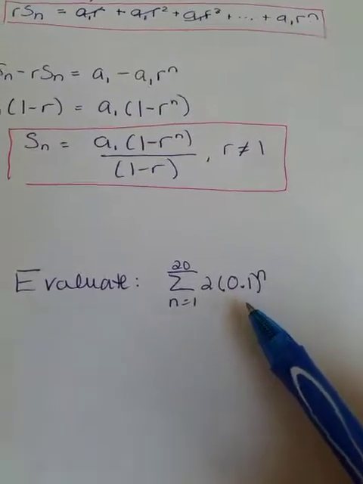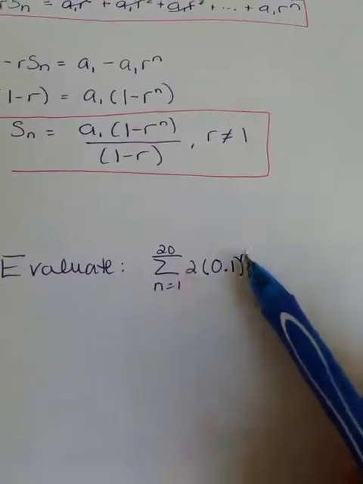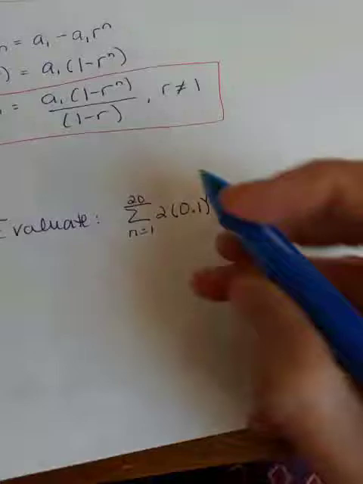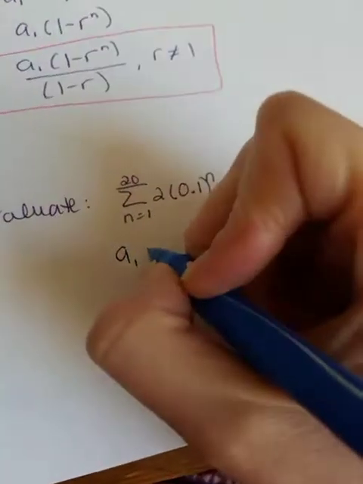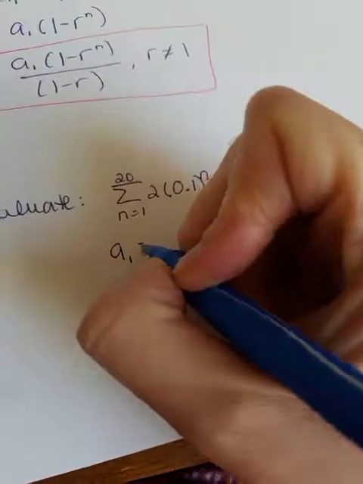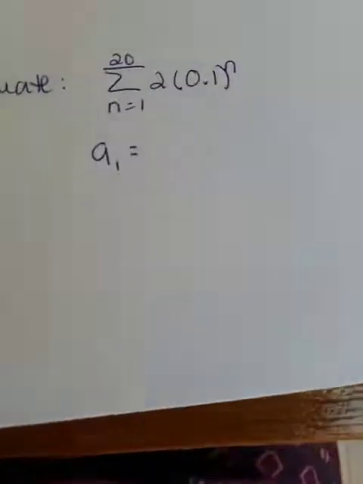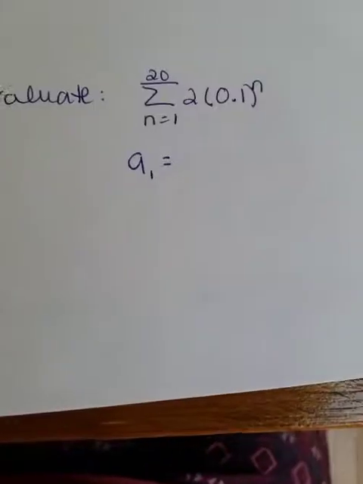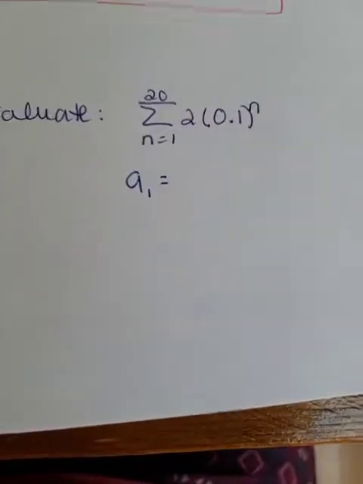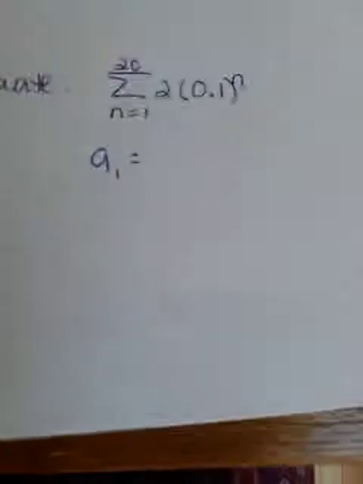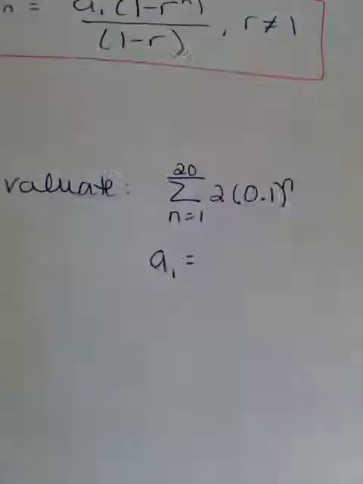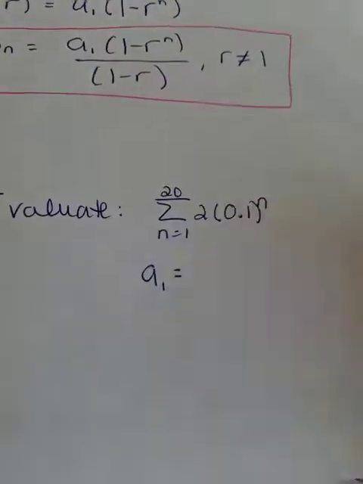Okay, so again, it's not just 2, because look at the form that it's written here. The work that I need to do is figure out what a sub 1 is. Following my equation, I know that a sub n is equal to a sub 1 times r to the power of n minus 1. Does that really help me in this case?